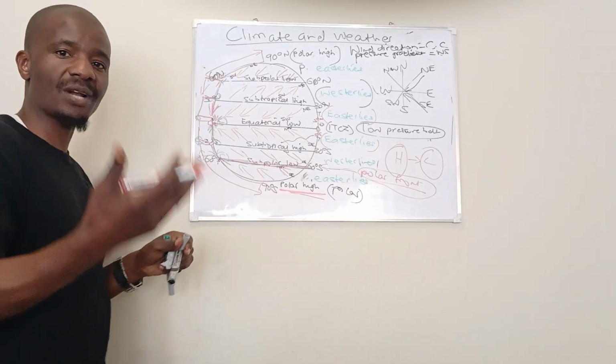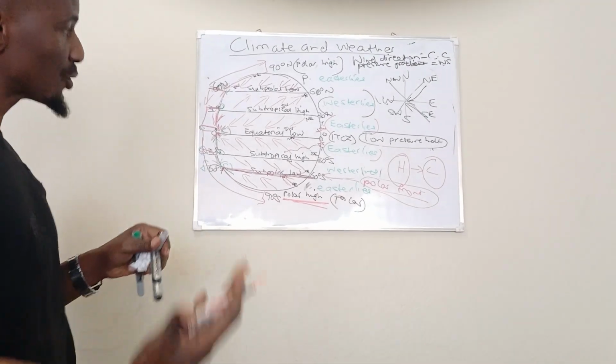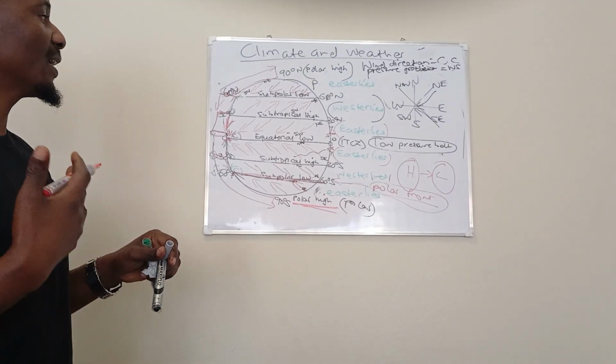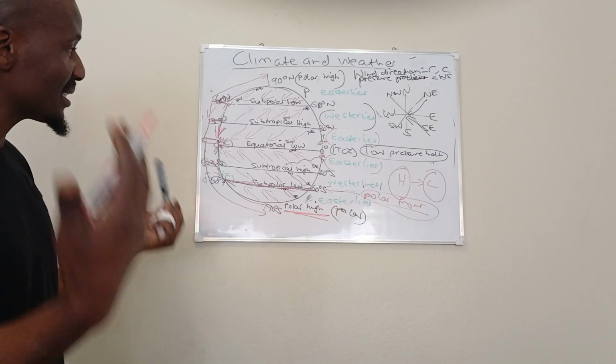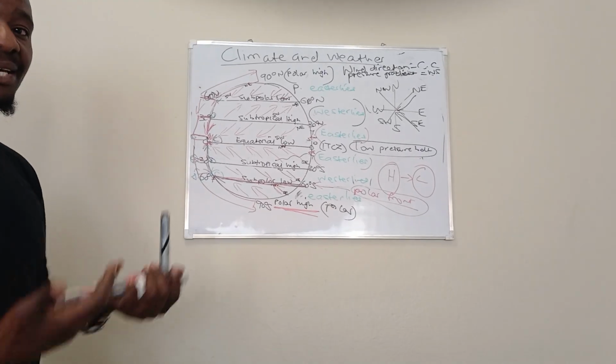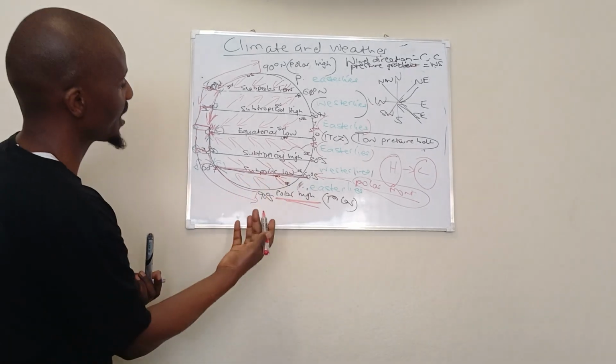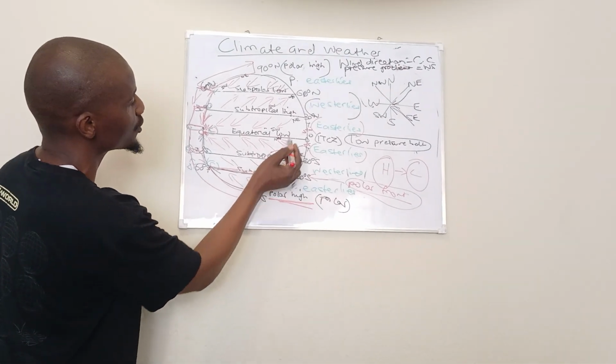Remember, as it is forced to rise, there's latent heat that is produced. It gives more energy to the tropical cyclone. That is why we have that issue of instability, unstable weather conditions starting to form. Then from there, it gets to 30 degrees north and south.